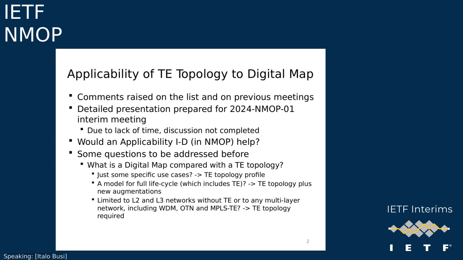Also, when I look at the discussion on the POC, I wonder whether we are talking about only layer 2 or layer 3 without T, or whether the target of digital map is to describe any multi-layer network, which includes, for example, WDM, OTN, and MPLS-TE, because for these three types of topology, the T topology is required, as they are defined as augmentations of the T topology. One of the major blocking points is really to understand what a digital map is going to be. I think this meeting has made a step forward, and maybe not by the next IETF, but definitely before 2022, we may be able to come with some more details in an applicability statement draft.